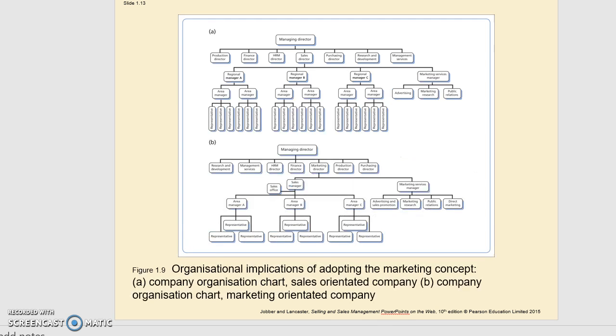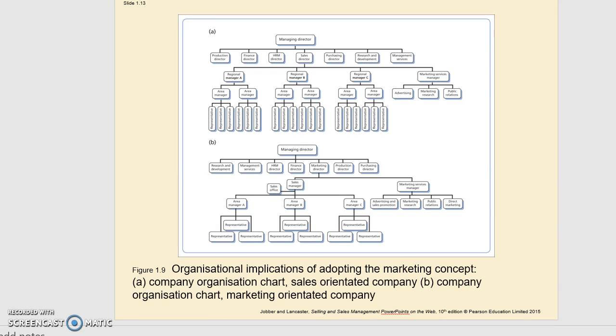Organizational implications of adopting the marketing concept. You're going to have a company organizational chart, which is a sales-oriented company, where you'll have a managing director having the sales director, purchasing director, research and development, and then filtering on down to regional managers and to area managers, and then the bottom line as far as the representatives or the sales. The marketing department is over on the right-hand side, which is going to include advertising, marketing research, and public relations on it.